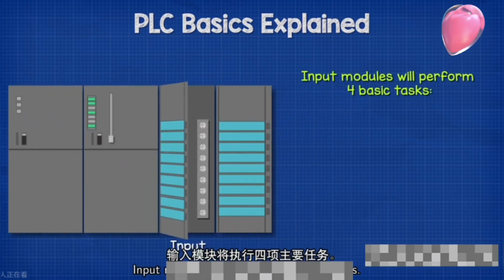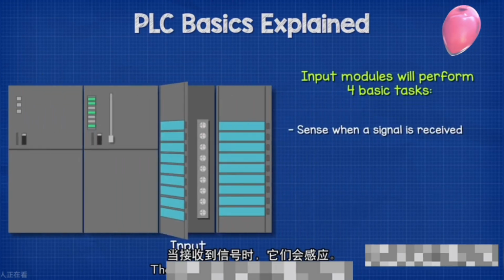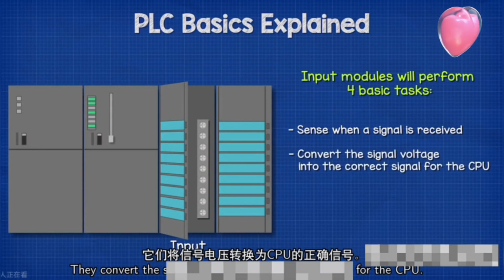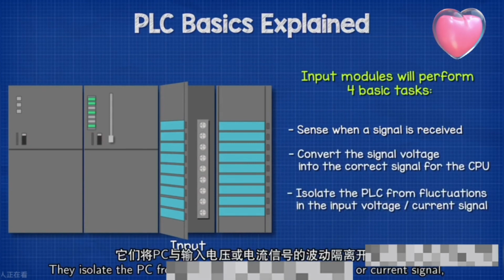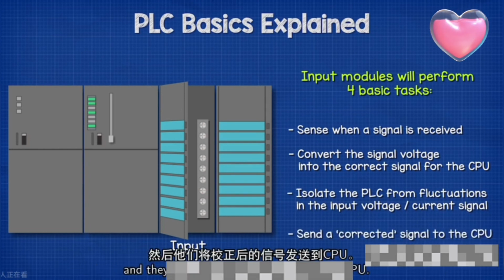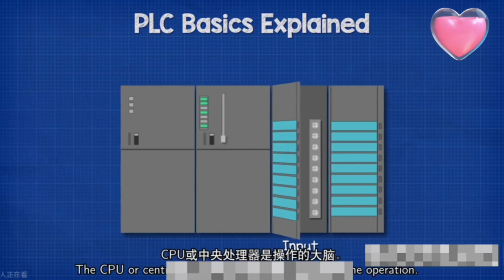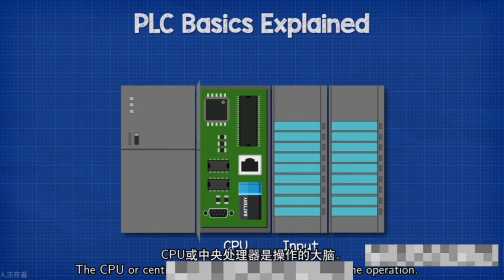Input modules will perform 4 main tasks. They sense when a signal is received, they convert the signal voltage into the correct signal for the CPU, they isolate the PLC from fluctuations in the input voltage or current signal, and they send the corrected signal to the CPU. The CPU, or Central Processing Unit, is the brains of the operation.